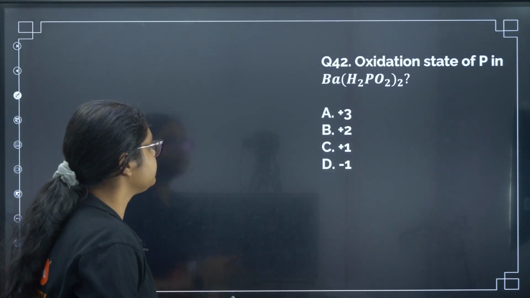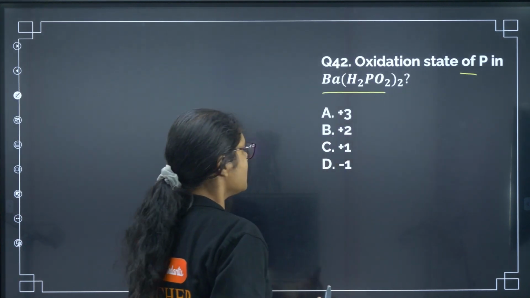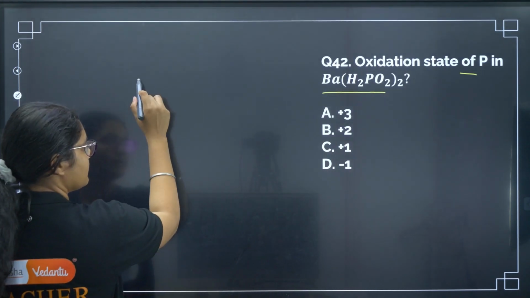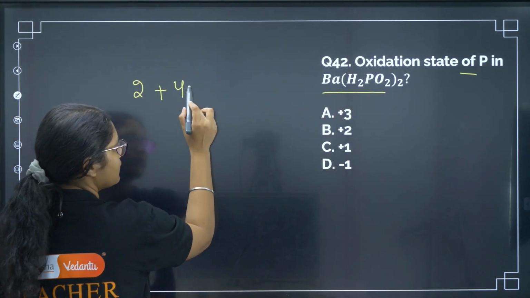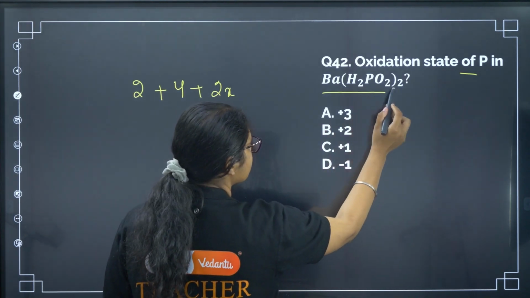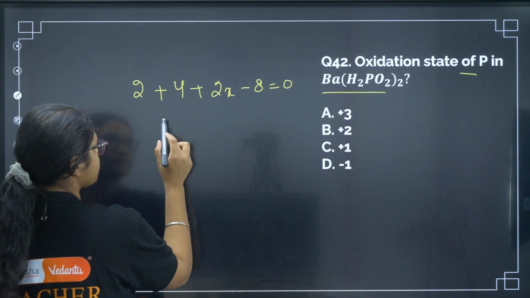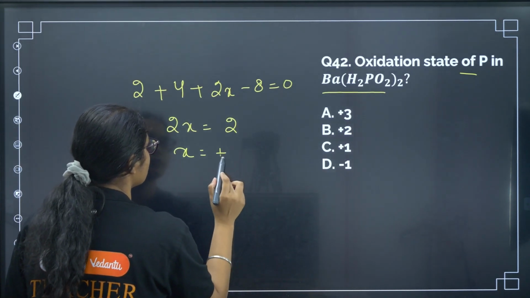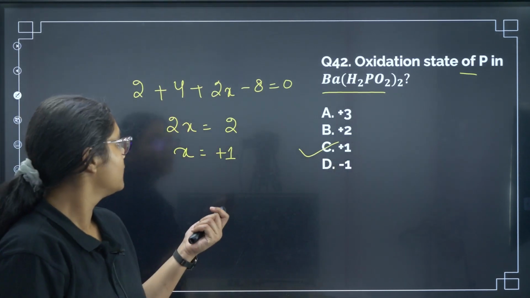Okay, now next, oxidation state of P in this one. Okay, so let us calculate this one. First, barium is a group 2 element, so for barium it is plus 2. Hydrogen there are 4, so we can take it 4 plus 2x. Okay, next we have 4 oxygen, each oxygen is minus 2, so that gives minus 8, so we'll get 0. So if you solve this, 2x is equal to 2, so x will be equal to plus 1. So the correct answer for this question is option number C.